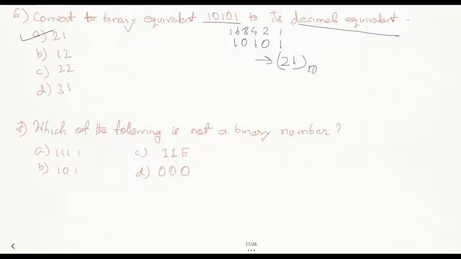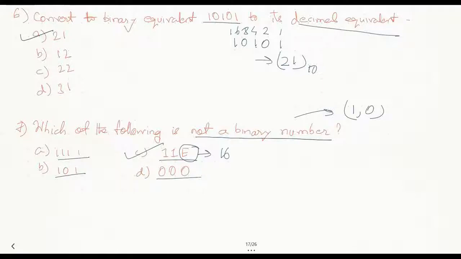Okay. The next question: which of the following is not a binary number? Now what is a binary number? A number which can only consist of two symbols, that is either a 0 or a 1. If it contains anything else, it's not a binary number. So this is valid because it is all ones, no problem. It is 101, again valid. 000, again valid. But this one is not valid because E is not present in the binary number system. E is present in the hexadecimal number system, right? So this is not a binary number representation.